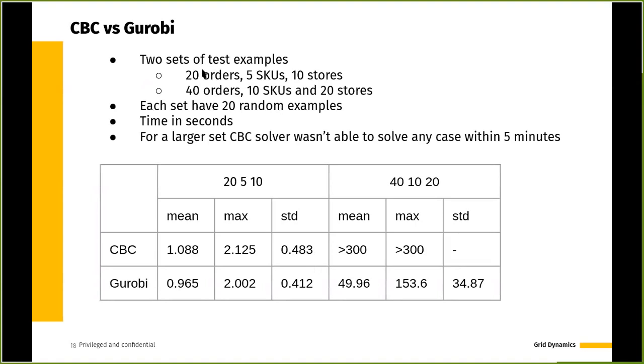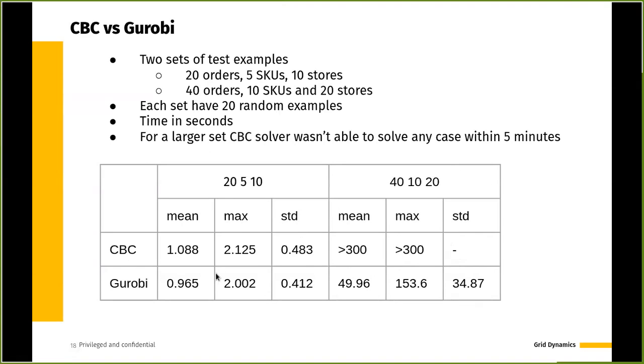You can see here that we take the CBC solver and the Gurobi solver just for the sake of demonstration, and two sets of test examples. They are different. The second set is just twice as big as the first one. In the first one we have 20 orders, 5 SKUs, and 10 stores. In the second one we have 40, 10, and 20 correspondingly. In each set we'll have 20 random examples, just to make it a little bit faster, because it's a hard problem, and it will take some time to calculate even for one of them. Also, you will notice in this table that somewhere we have dashes or signs like greater than. It means that the CBC solver wasn't able to cope with any case within 5 minutes for the bigger set.